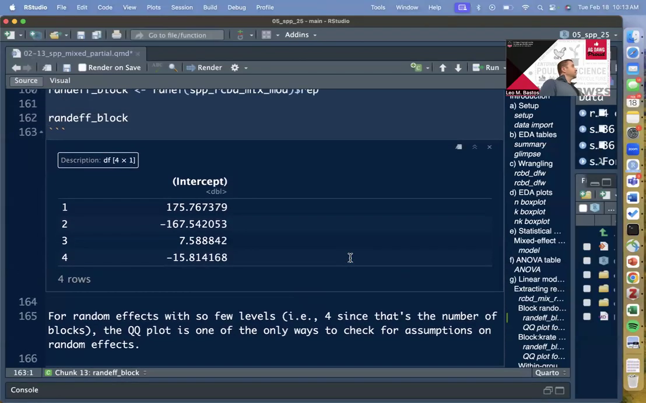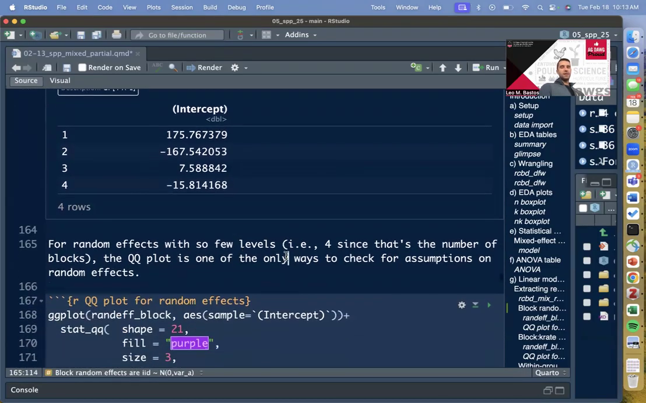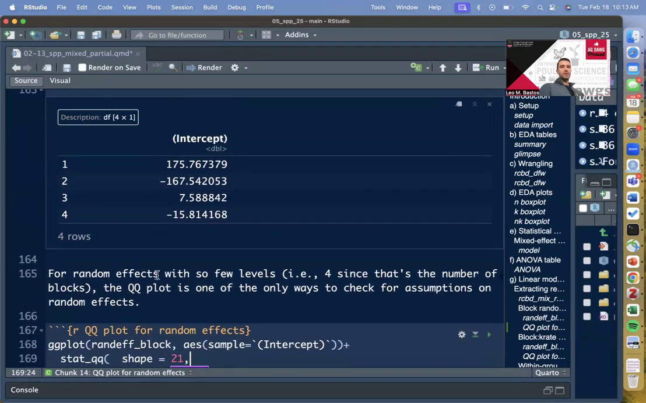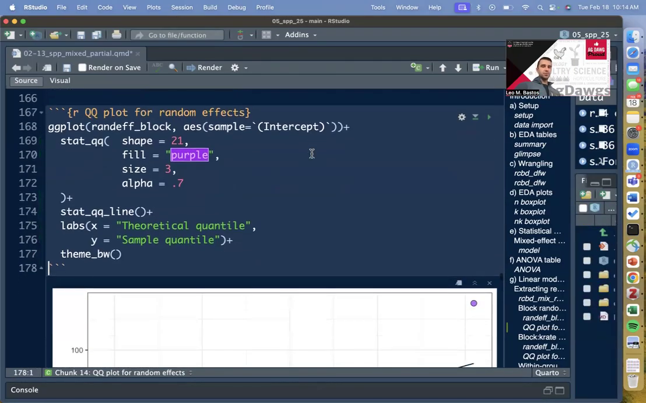All right, because we only have 4 reps, and this is an issue that we had before as well, it's really difficult to say if the assumptions are met or not with only 4 data points to go off of. But we're going to make a QQ plot for these 4 data points. I left you all the code, so if you try to run it, it should just work.